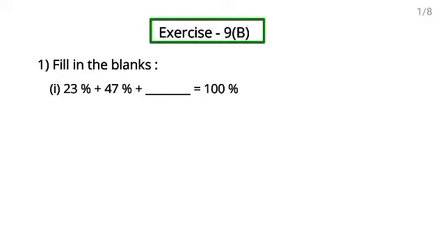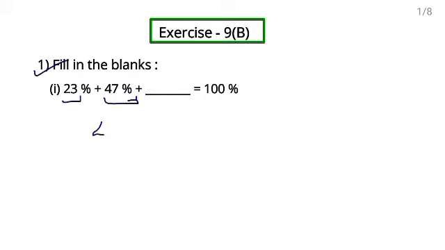Students, today we are starting with exercise 9b. Question number 1 of this exercise is fill in the blanks. They have given on the left hand side 23% plus 47% plus dash is equal to 100%. So let this dash be a variable x.